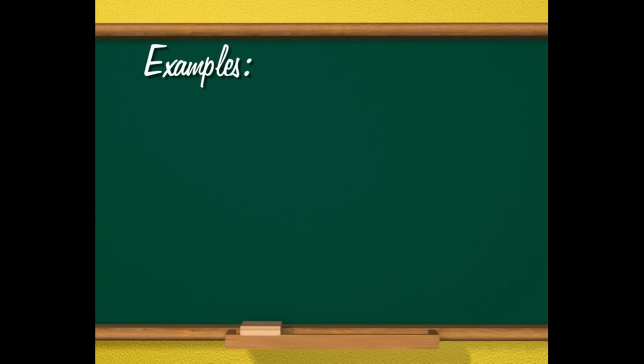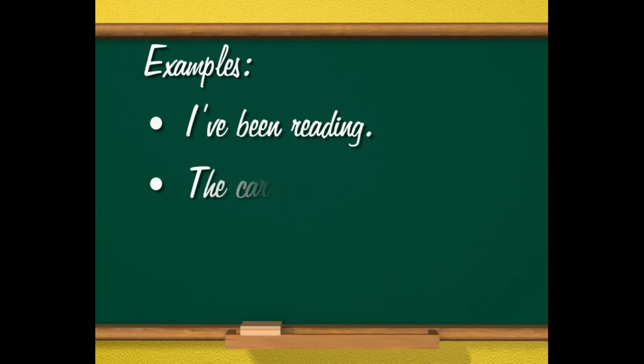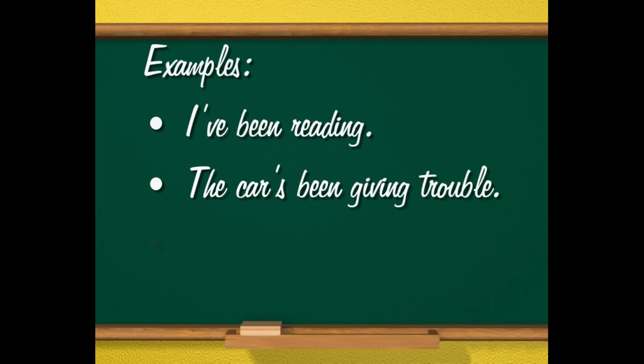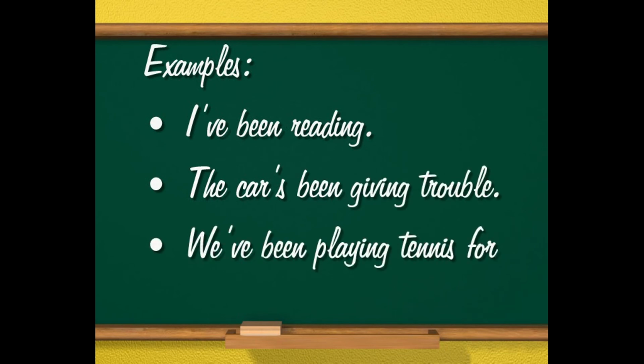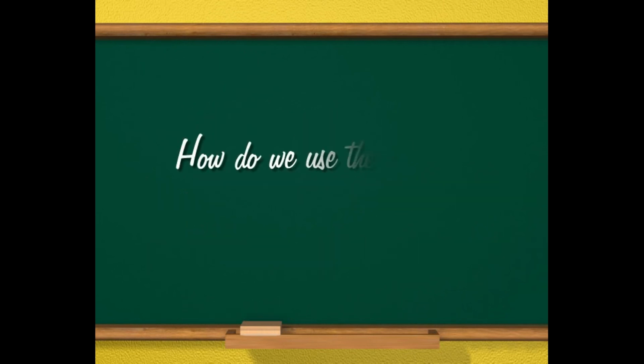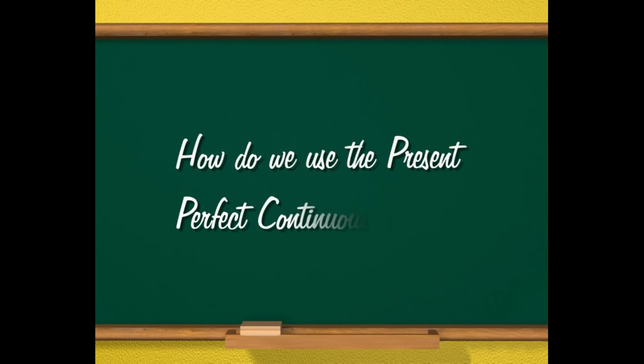Here are some examples. I have been reading. The car's been giving trouble. We have been playing tennis for 2 hours. How do we use the present perfect continuous tense?